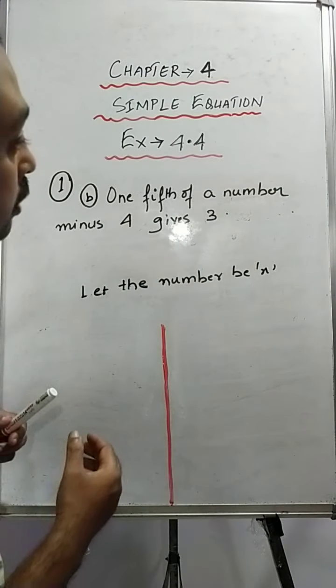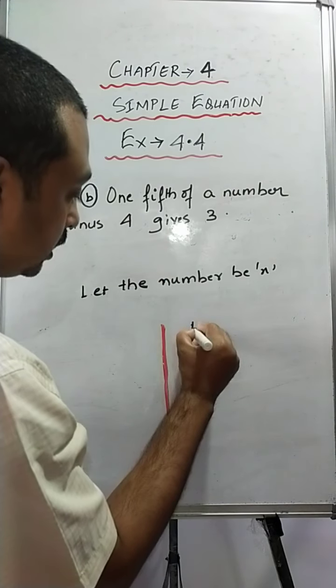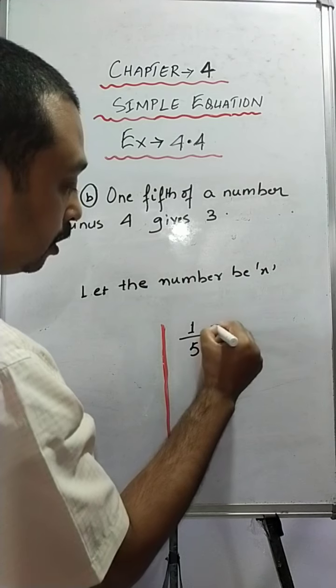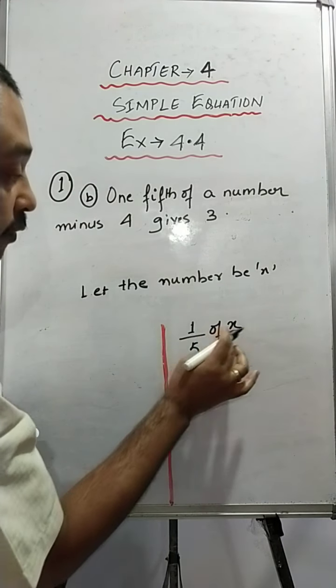Now we have to frame the equation. So 1/5 of a number, how to write it down? 1/5 of a number, that means like this. 1/5 of a number, with the number assumed as x. So this is 1/5 of a number.